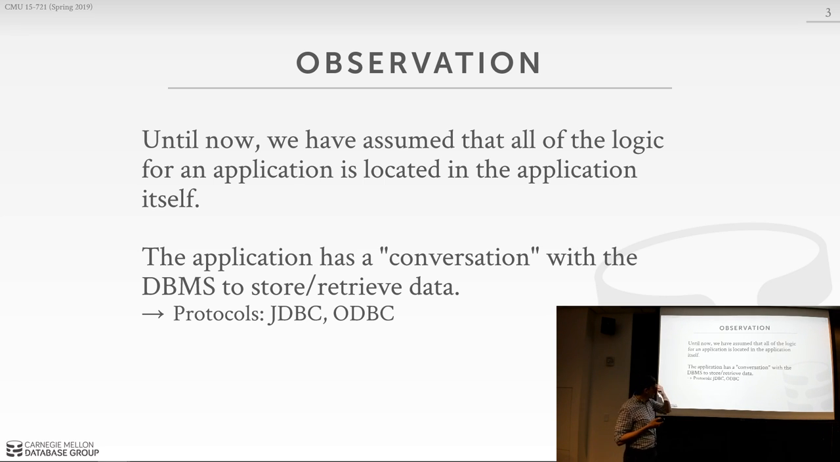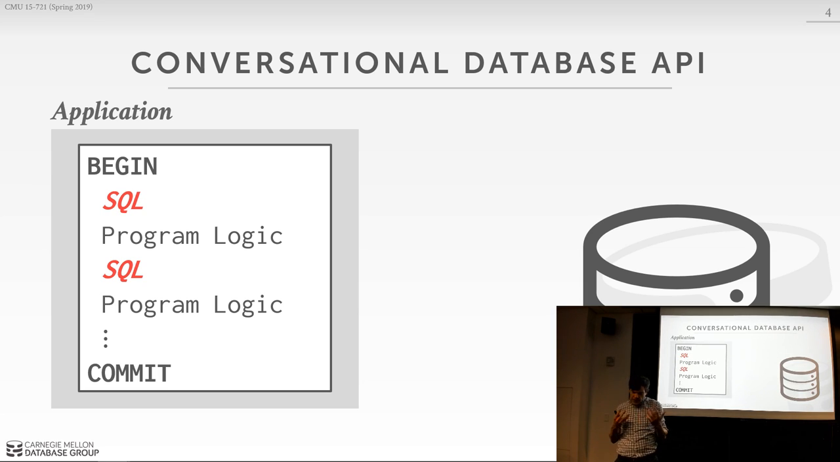This is because if you're using the conversational APIs we talked about, JDBC, ODBC, you're just asking the database system to give you data, it gives you back a response, and you ask it to store some data, and it tells you whether that succeeded or not. So it looks like this. On the application server, you have some transaction, and it's a combination of SQL intermixed with program logic. Program logic would be the imperative code, like if branches, while loops, for loops, maybe calls to other things in the world.